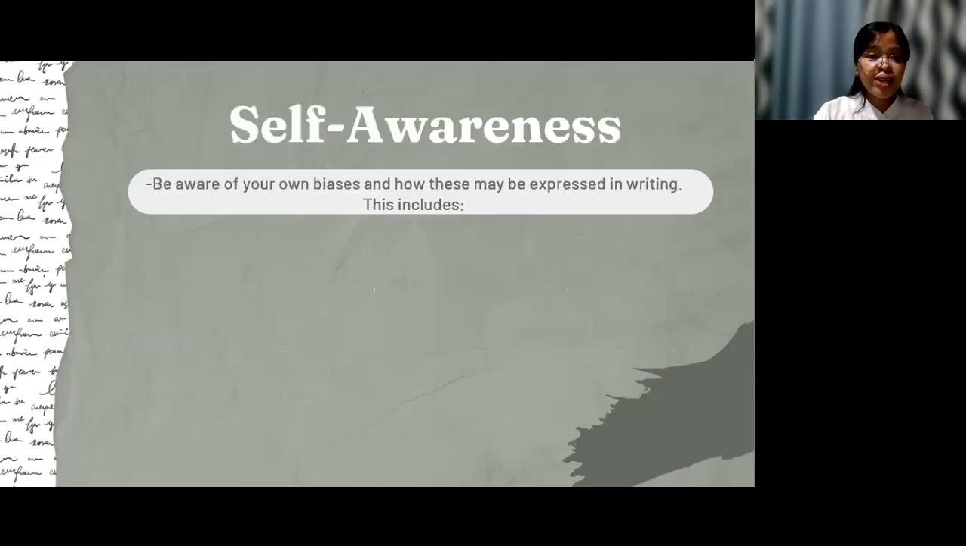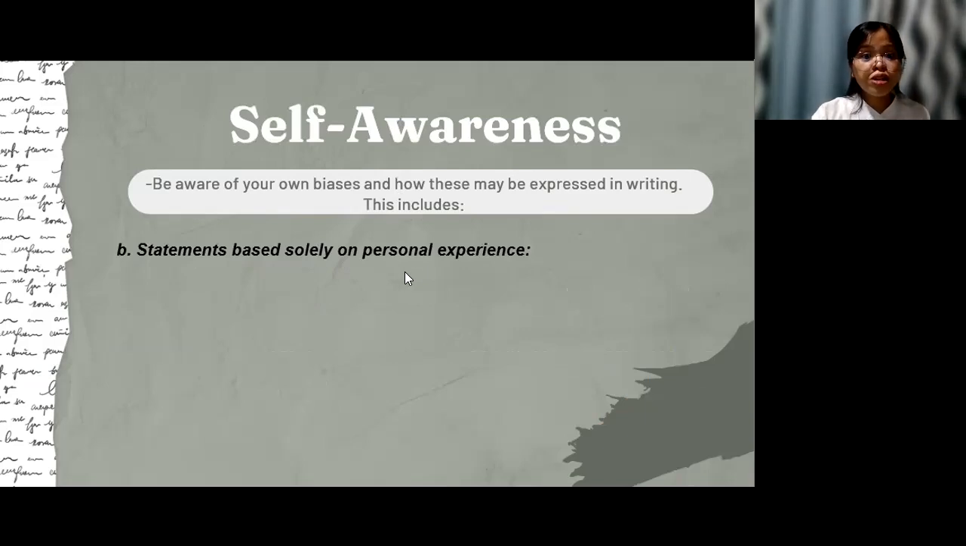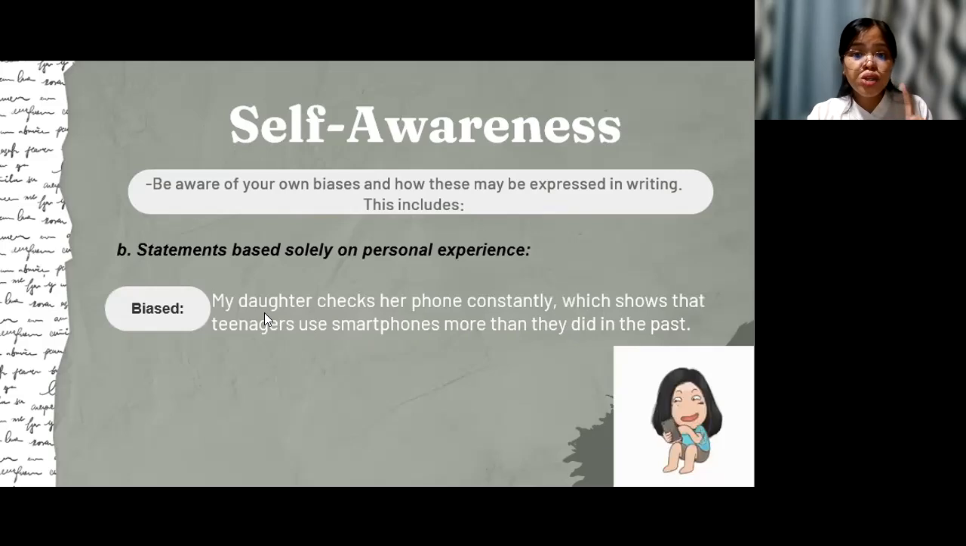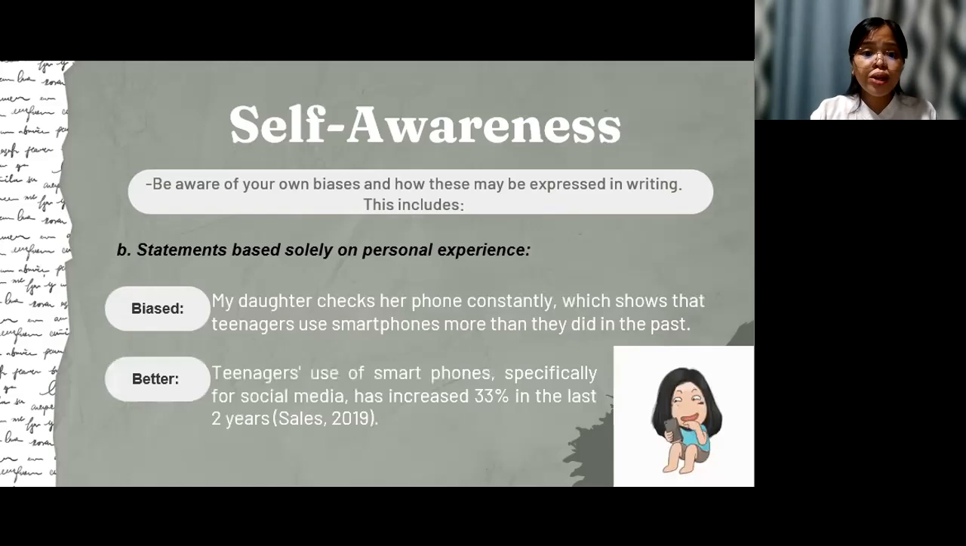We have another self-awareness. Be aware of your biases in terms of statements based solely on personal experience. Okay, remember, personal experience is so subjective. We have the bias statement. My daughter checks her phone constantly, which shows that teenagers use smartphones more than they did in the past. So there's only his or her daughter. It's only of one person. And now the parent, or perhaps a relative of that child, is concluding that it's applicable to everyone. So how do we make it better?